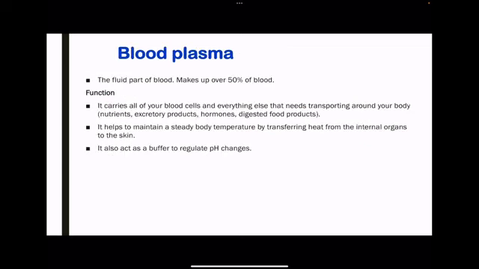Looking at the components of blood, the first thing we're going to look at is blood plasma. Like I already said, this is good for transportation of many substances that are found within the blood. And plasma is the liquid part of blood, and it makes up over 50% of the blood. Blood plasma carries your blood cells and everything that needs transporting around your body. This includes nutrients, excretory products like urea, hormones, digested food, and so on. It also helps to maintain a steady body temperature by distributing heat or by transferring heat from the internal organs to the skin. It also acts as a buffer to regulate pH changes within your body.